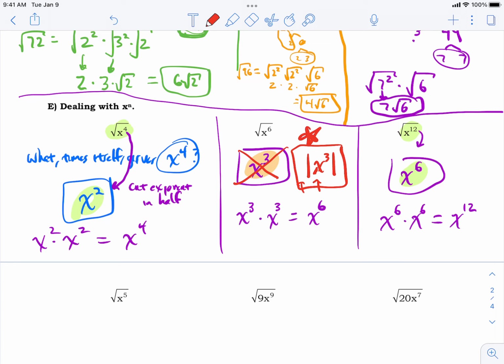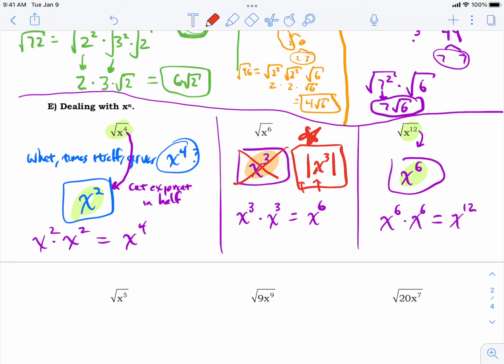Radical indicates positive root always. X cubed is not going to be positive if x is negative. So I put it inside the absolute value bars to take care of that.